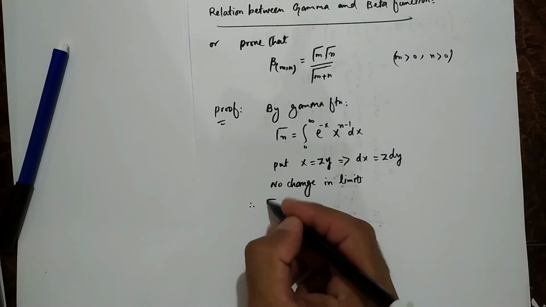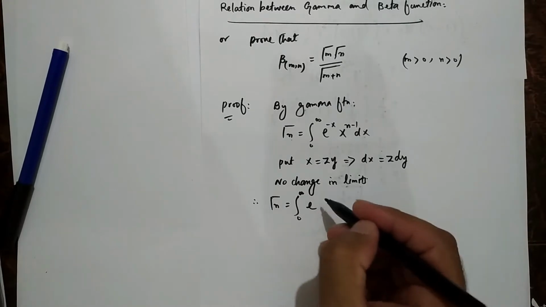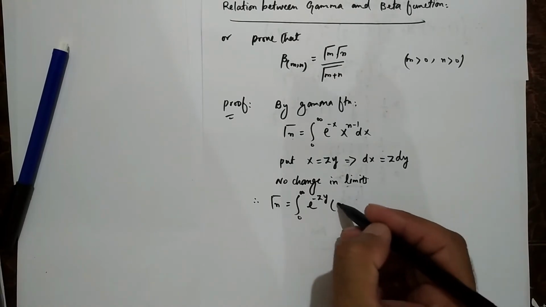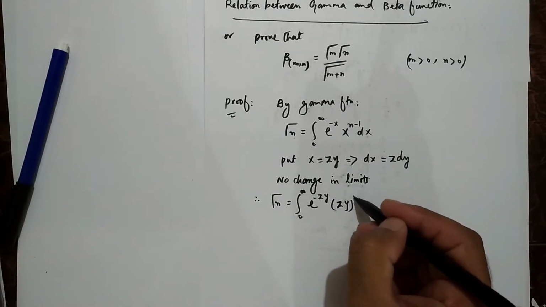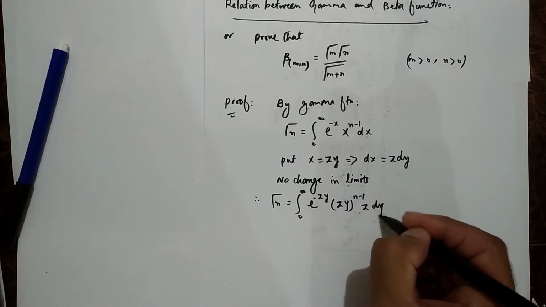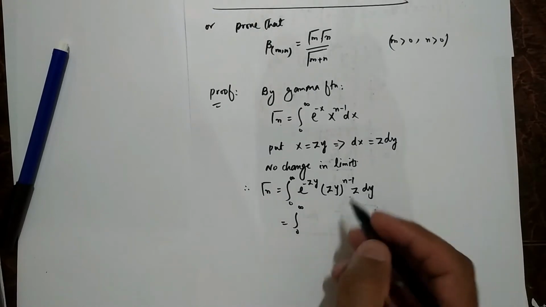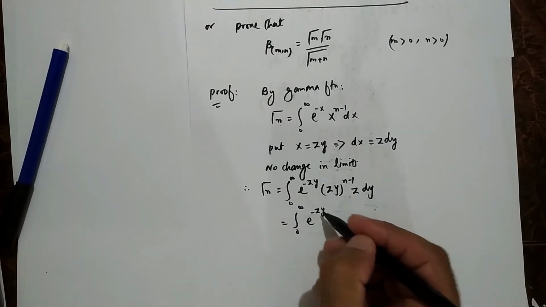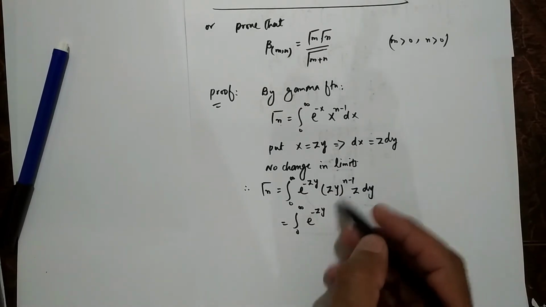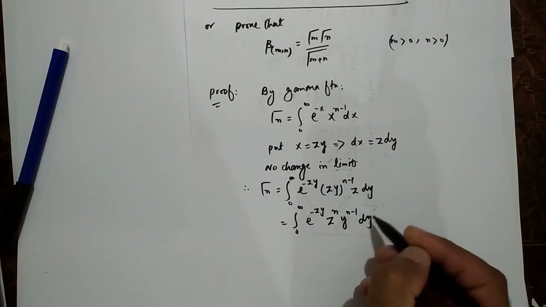Therefore gamma n will be equal to integral from 0 to infinity e to the power minus x, which is zy, into x to the power n minus 1, which is zy to the power n minus 1, into dx, which is z dy. Now we can write it as integral from 0 to infinity e to the power minus zy, and here we have z to the power 1 and here z to the power n minus 1, so both will be z to the power n, and y to the power n minus 1 dy.